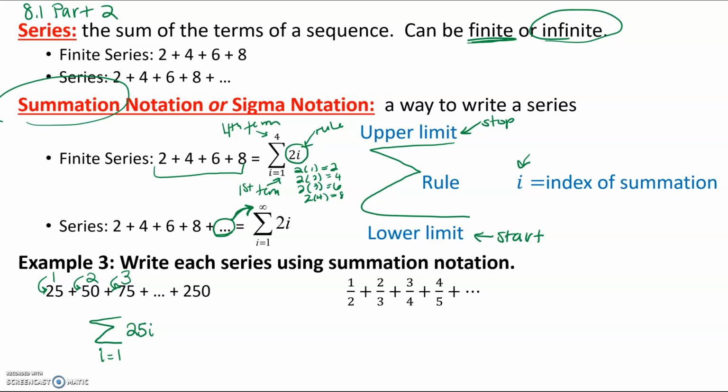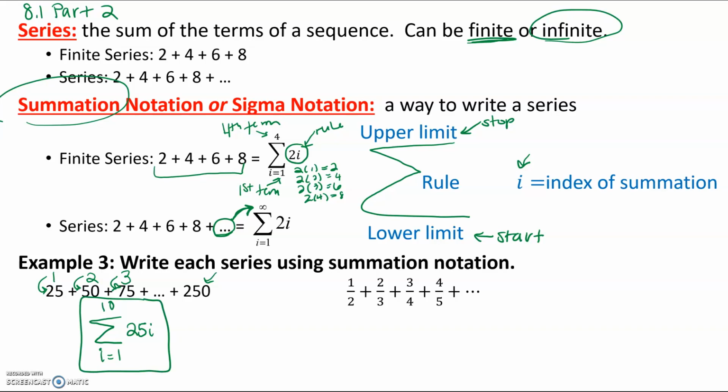And I have to figure out how many numbers or how many times it would take me to get to 250. So if I'm multiplying by i, figure out what you would multiply by to get to 250. So you would have 10 terms total. And there's your answer.